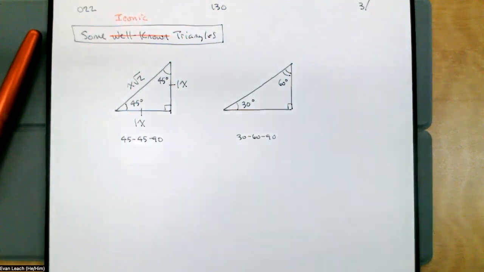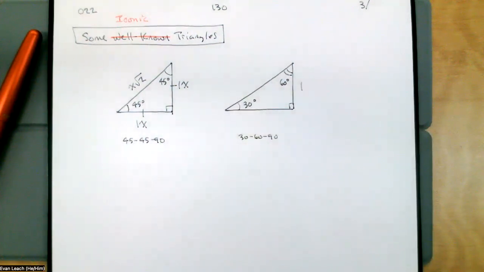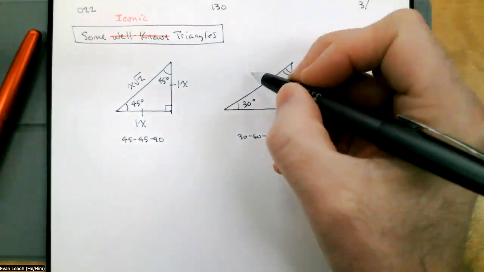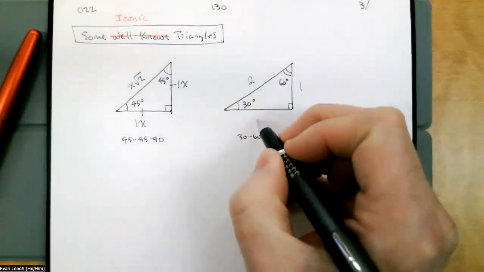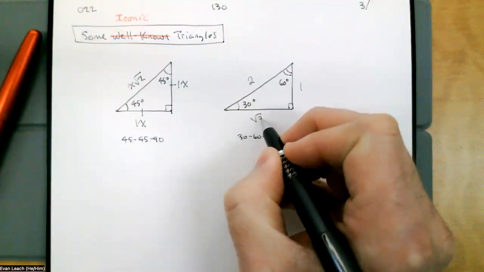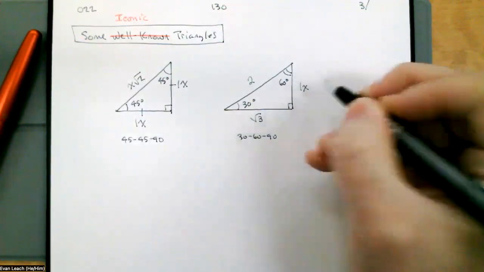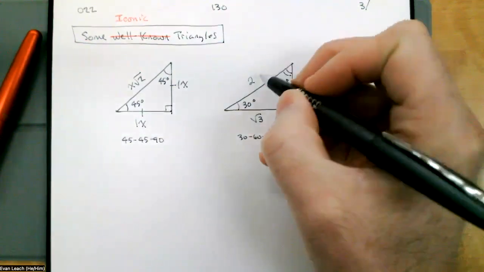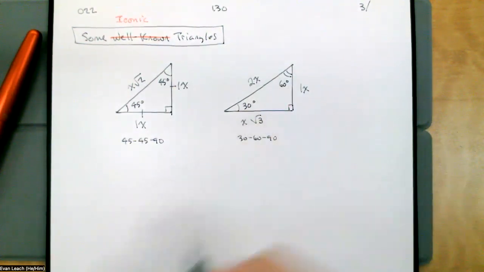The ratio of the sides: start with the short side opposite the 30 degrees. That's going to be 1. The hypotenuse will be twice as long. And opposite the 60 degree angle will be the square root of 3. So if the short side is x, then the hypotenuse is 2x, and the middle side is x times the square root of 3.